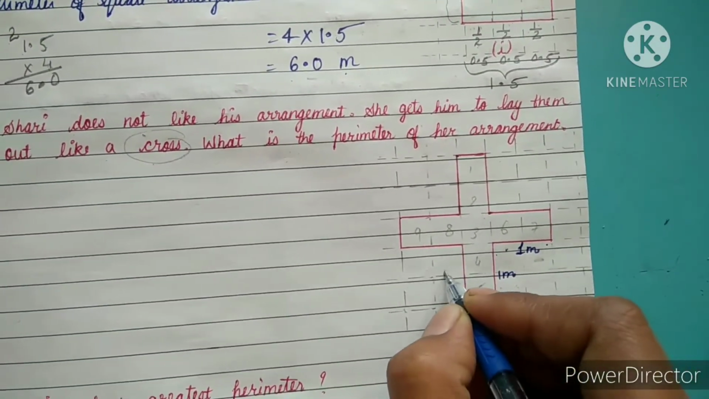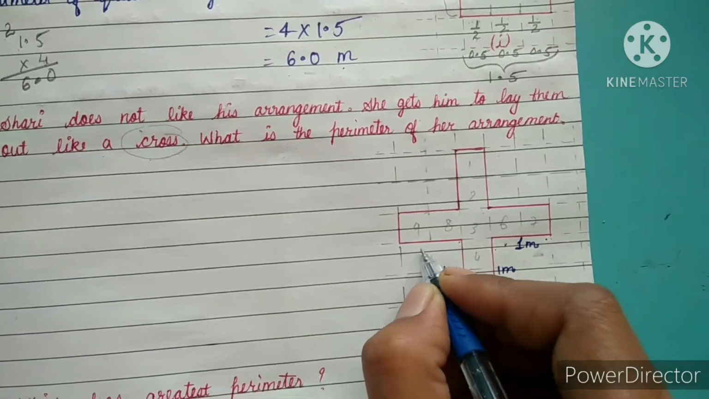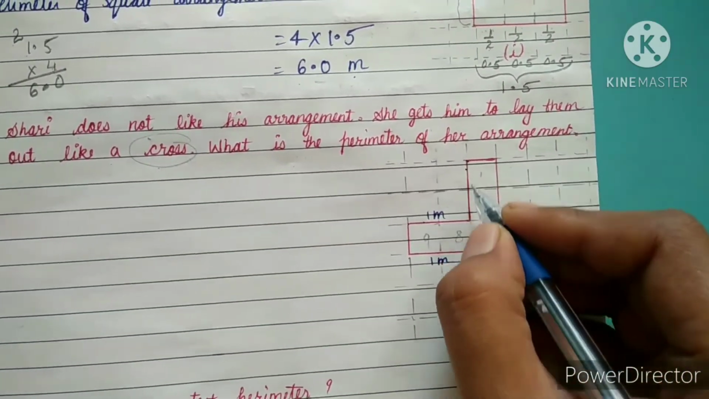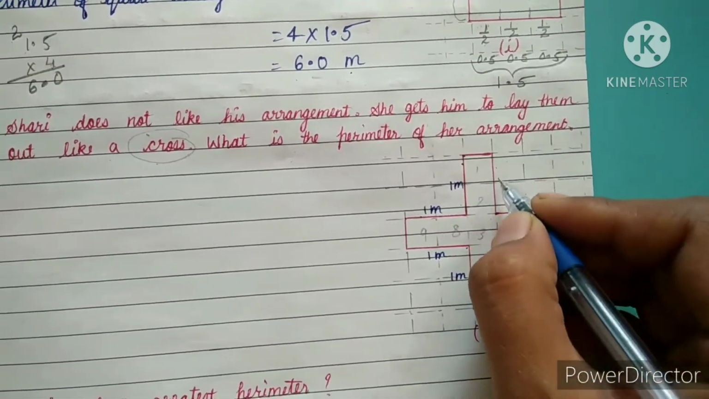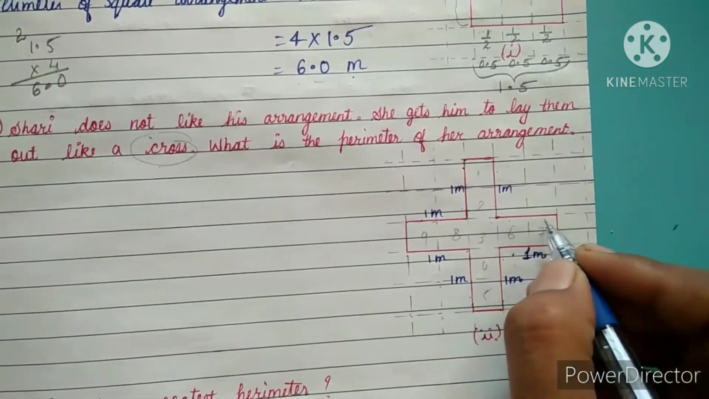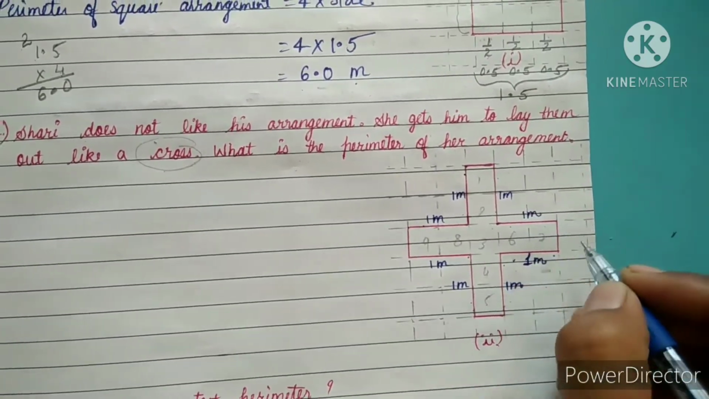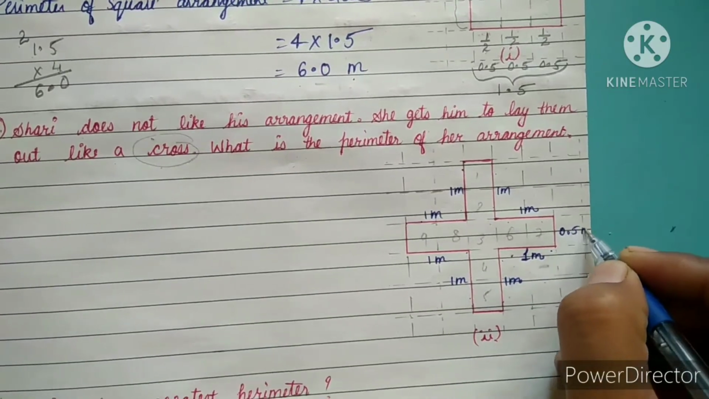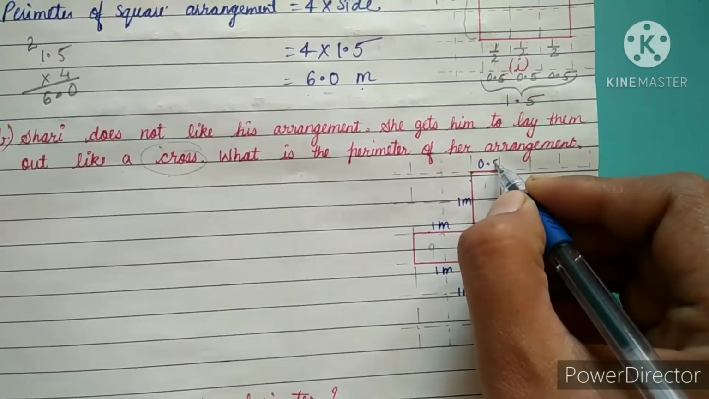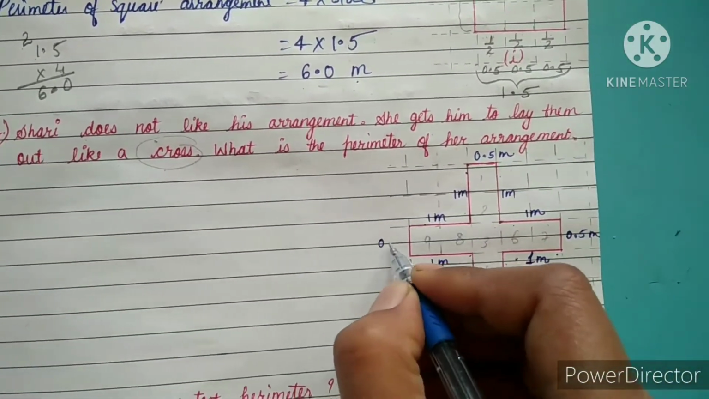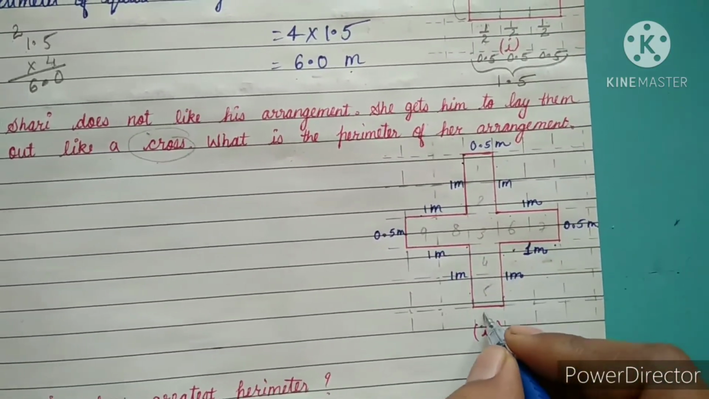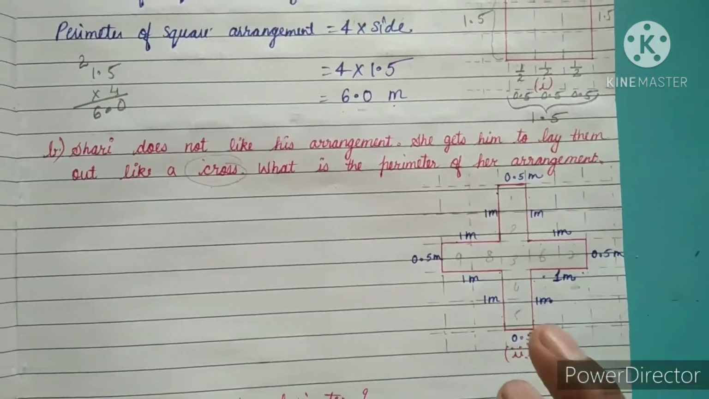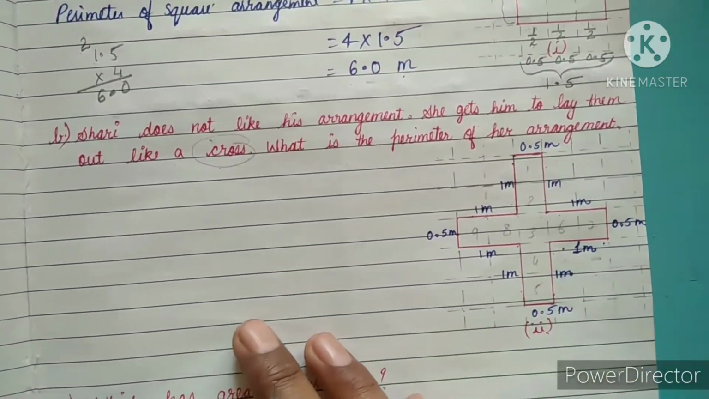Half and half is 1 meter. Half and half is 1 meter. This half and half is 1 meter. This half and half is 1 meter. This half and half is 1 meter, and this half and half is 1 meter. And for the remaining points, this is half, meaning 0.5 meter. Here is also 0.5 meter, here is also 0.5 meter, and here is also 0.5 meter. This arrangement's perimeter we have to find.